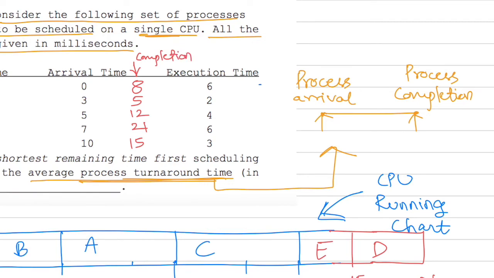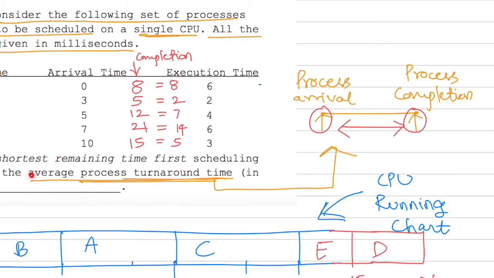Now I just have to calculate the difference between the process arrival and the process completion, and that will give me the turnaround time for each process. For A it's 8, for B it's 2, for C it's 12 minus 5, which is 7, for D it's 21 minus 7, so it's 14, and for E it's 15 minus 10, so it's 5. So this becomes my turnaround time for each process.